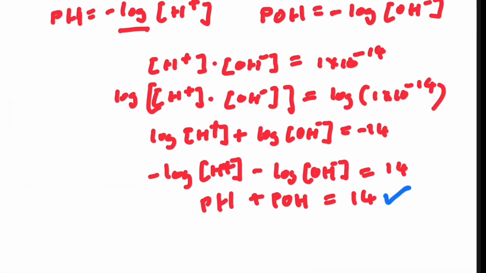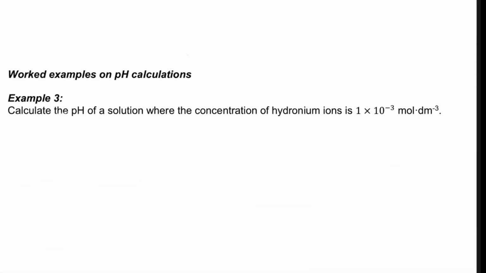Okay, let's solve some problems. Calculate the pH of a solution where the concentration of hydronium ions is 1 times 10 to the minus 3 moles per decimeter cube. So what is hydronium ions? Hydronium ions is H3O plus. And I've said that in place of H plus, we can always use H3O plus. So if you're given the concentration of H3O plus, you just treat it as H plus.